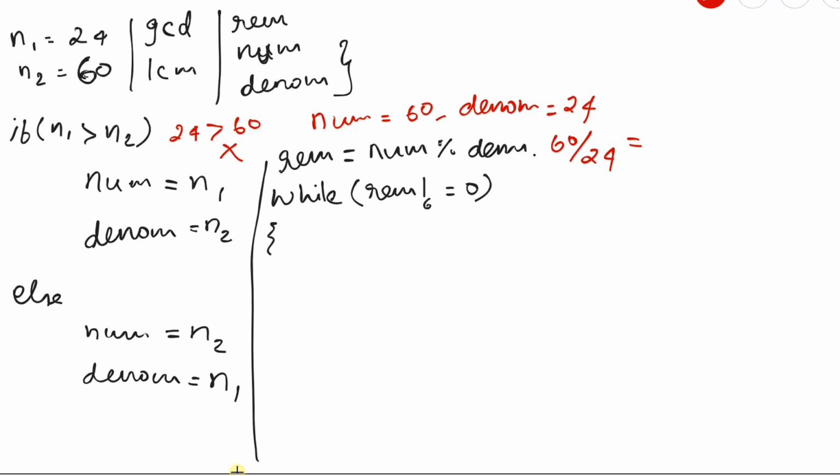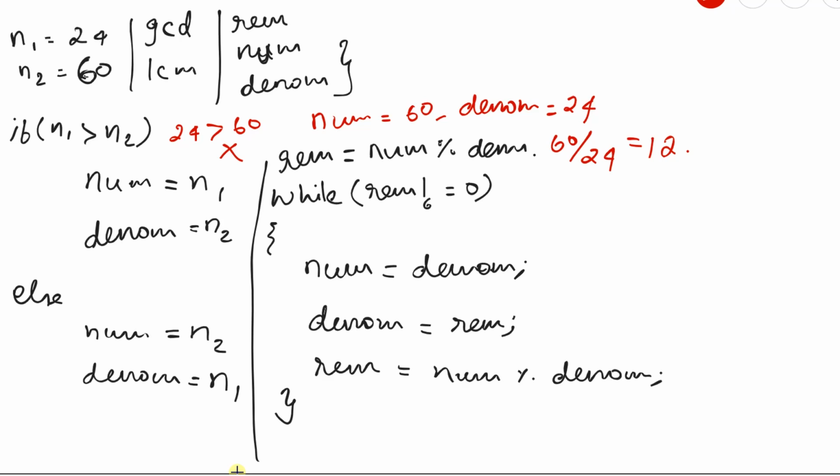60 divided by 24, we get the remainder as 12. Now we are checking if the remainder is equal to 0 or not. If it is not equal to 0, we will proceed with numerator is equal to denominator. So we are checking whether 12 is not equal to 0, and that is true. Now the numerator will be the denominator, which was 24, and the denominator will be the remainder, which is 12. Now the new remainder will be 24 modulus 12.